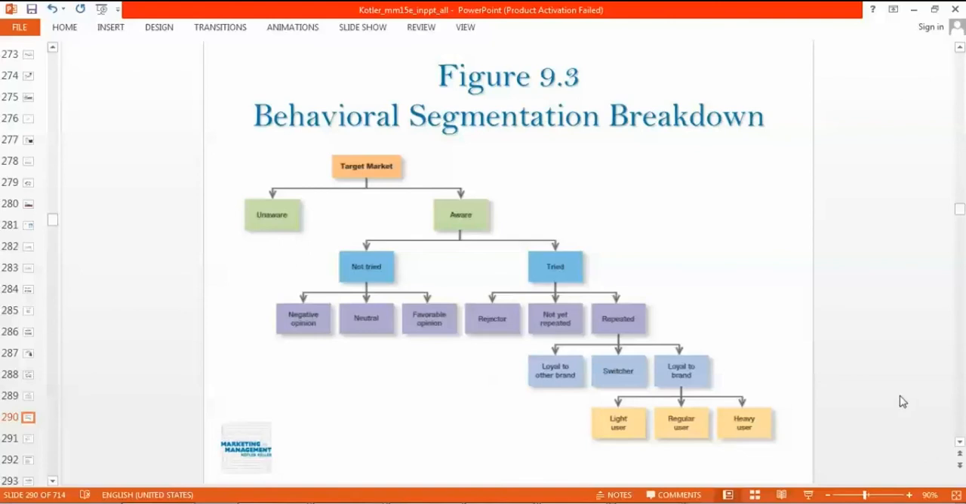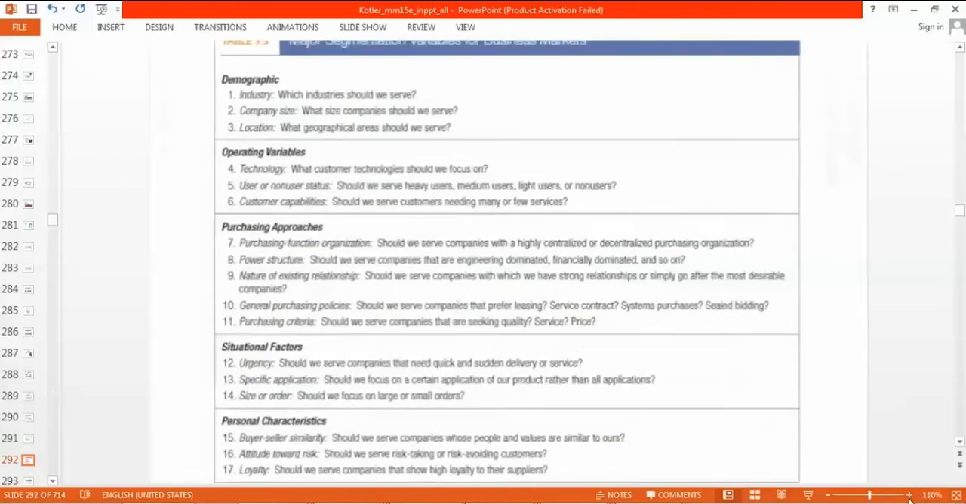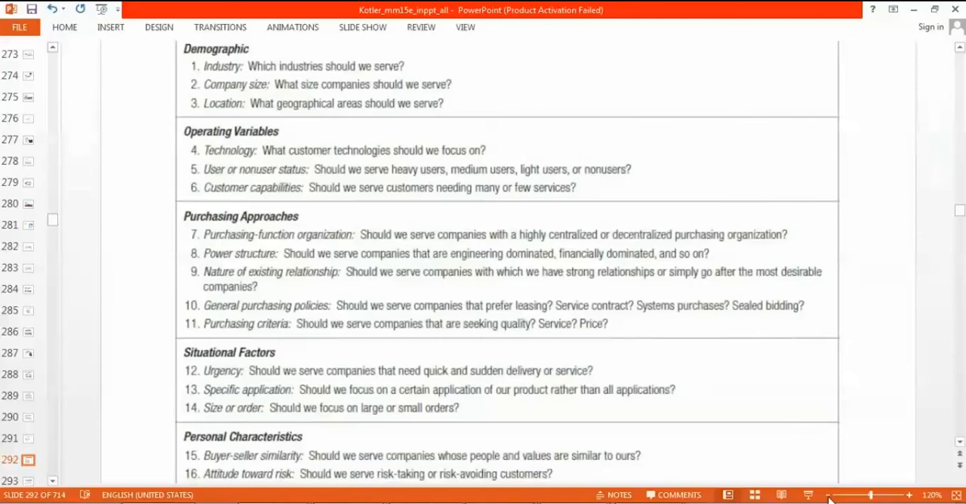Alright. Any other questions? Okay. So that is segmentation in the consumer market. Next is, how about the business market? What about when your customer is not an individual but a company? You can create your segmentation using demographics, operating variables, their purchasing approach, their situational factors, their personal characteristics. What are the variables? On the demographic, you can identify the industry data: what kind of industry, the company size, the location.